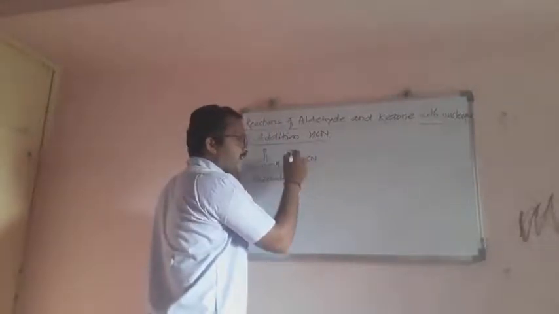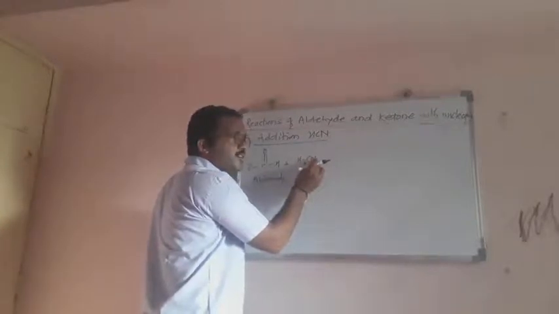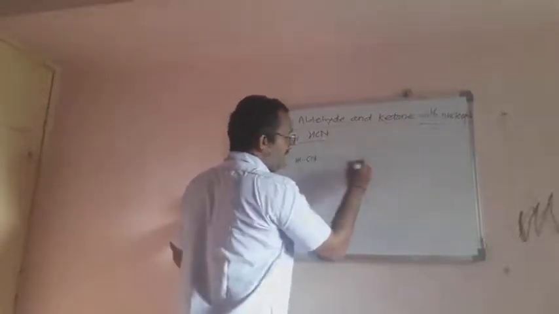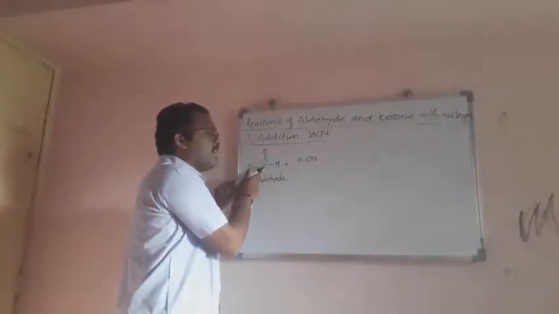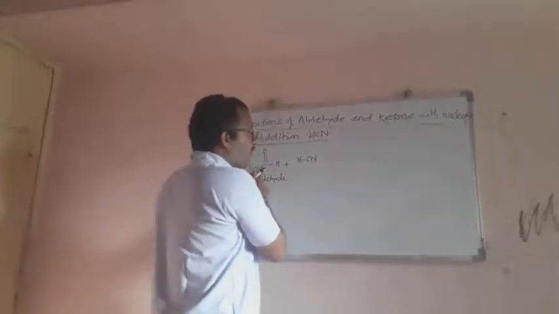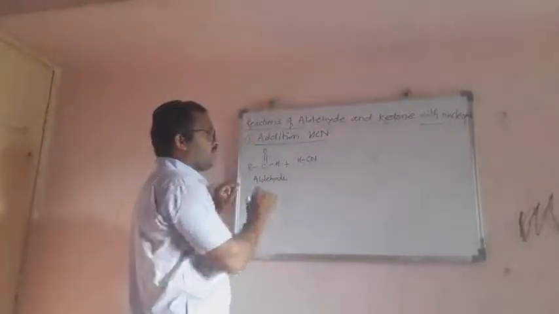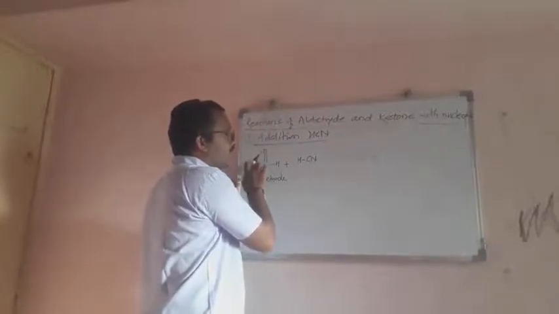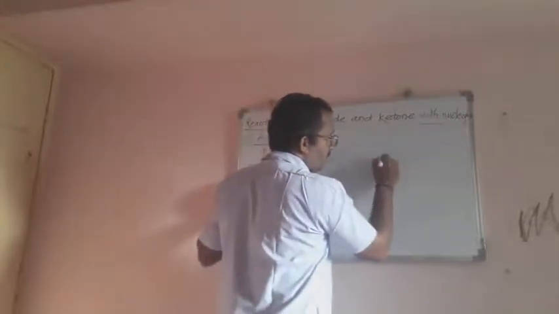In hydrogen cyanide, the hydrogen is positively charged and CN is negatively charged. This is the nucleophile. The nucleophile in this reagent is the CN minus ion, and this CN minus ion attacks the carbonyl carbon, that is the electrophilic carbon. The double bond will be broken, and that gets converted to the OH.